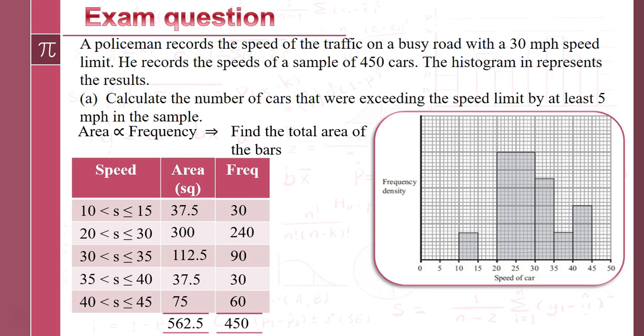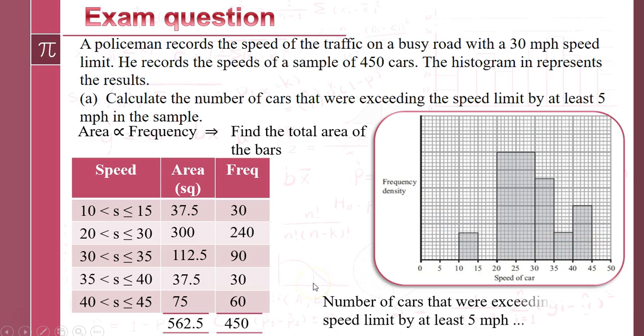Now, in the question it says, calculate the number of cars that are exceeding the speed limit by at least 5 miles per hour. So the speed limit is 30, so we want these two bars here. Anything that's over 35 from our table or our graph, we can see that's going to be 90 cars.